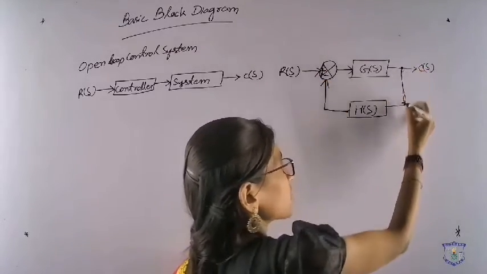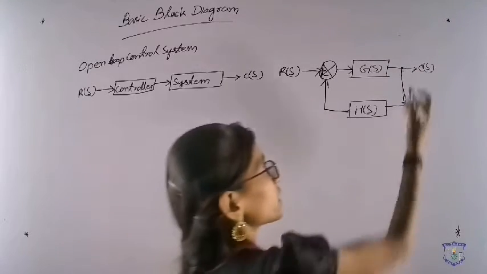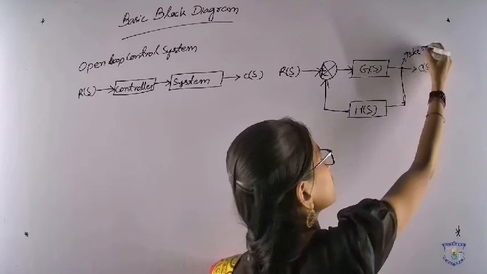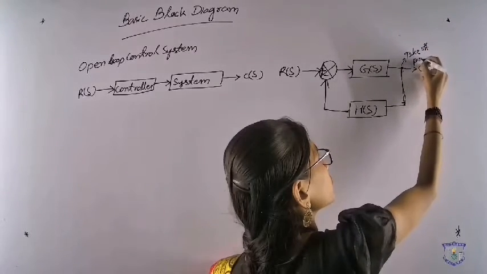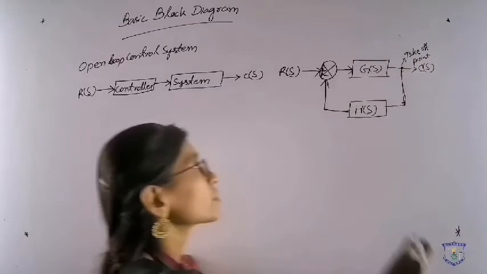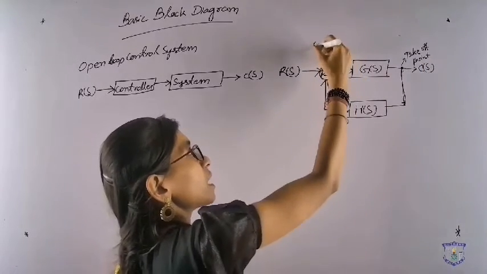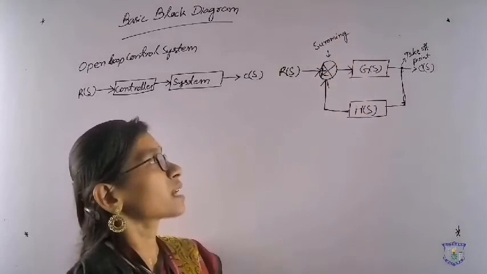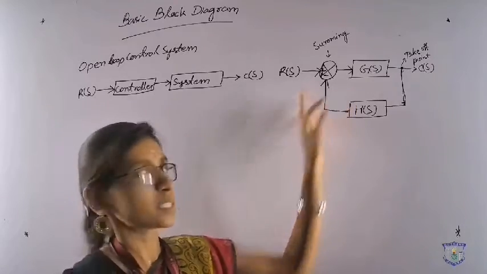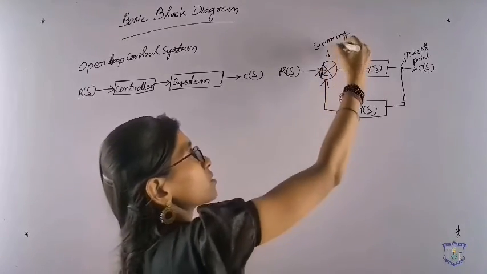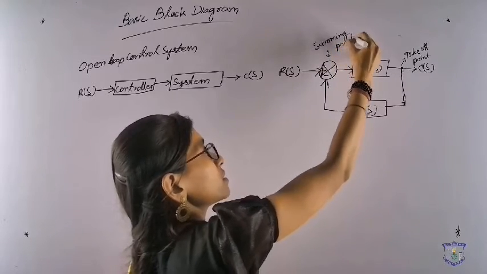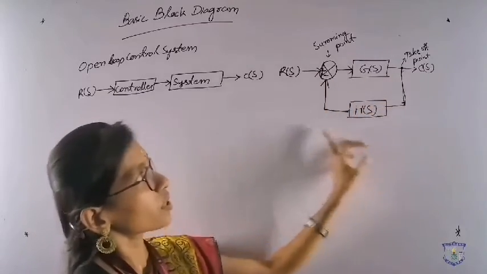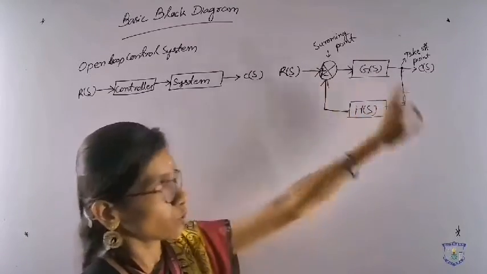This point from which I am taking the feedback is called a takeoff point. And this is a summing point. When multiple signals are summed or subtracted, this point is known as a summing point in general. So I want to find the overall transfer function of this closed loop system.